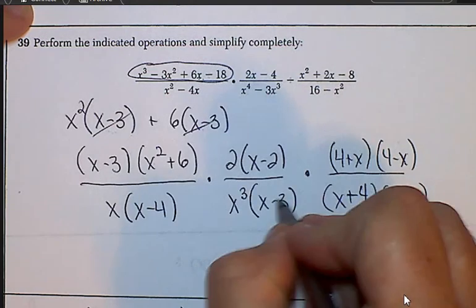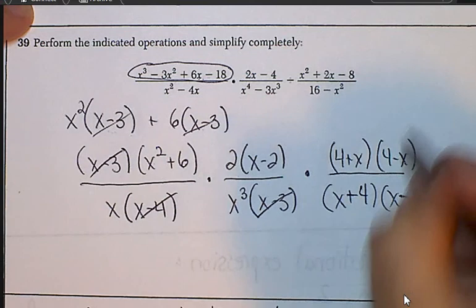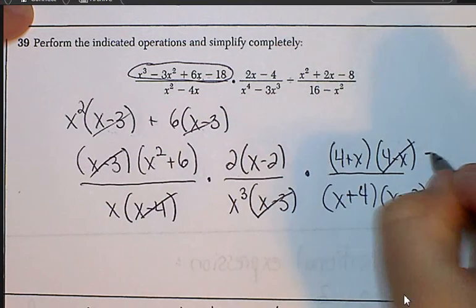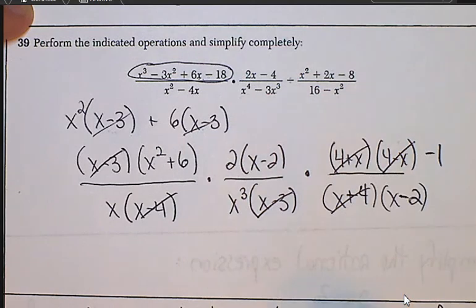I have an x minus 3. I have an x minus 3. I have an x minus 4. I have a 4 minus x. This is where you get a negative 1. I have an x plus 4 and a 4 plus x. They factor straight away. I get an x minus 2 and an x minus 2. That takes care of everything.